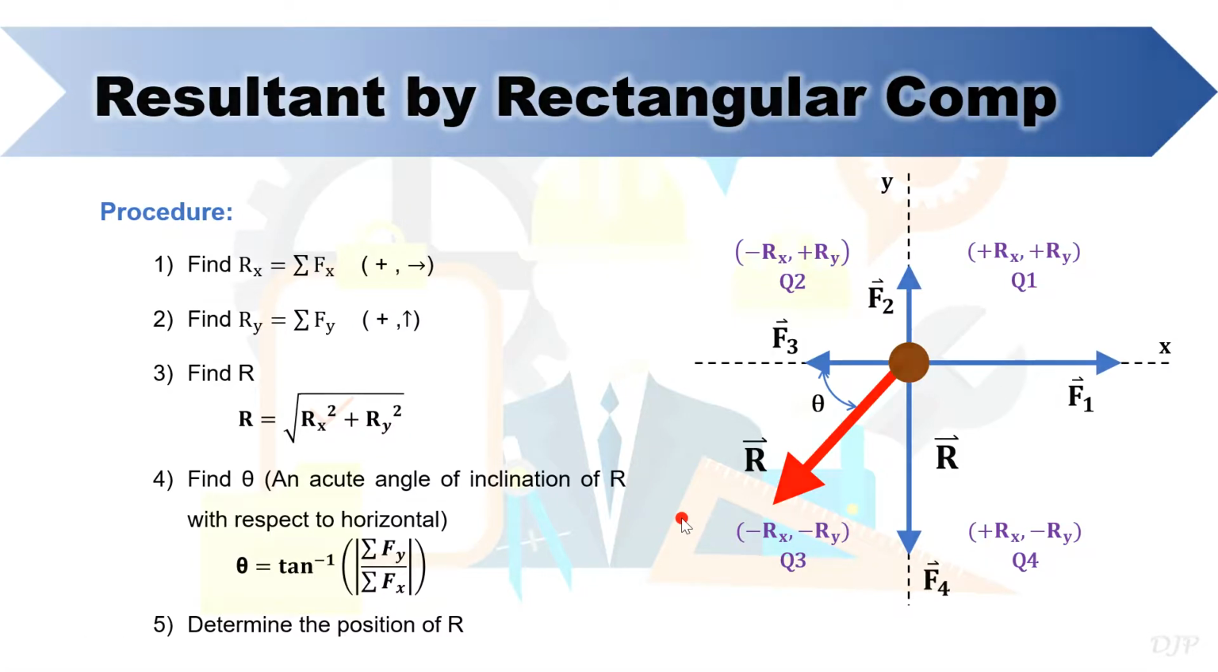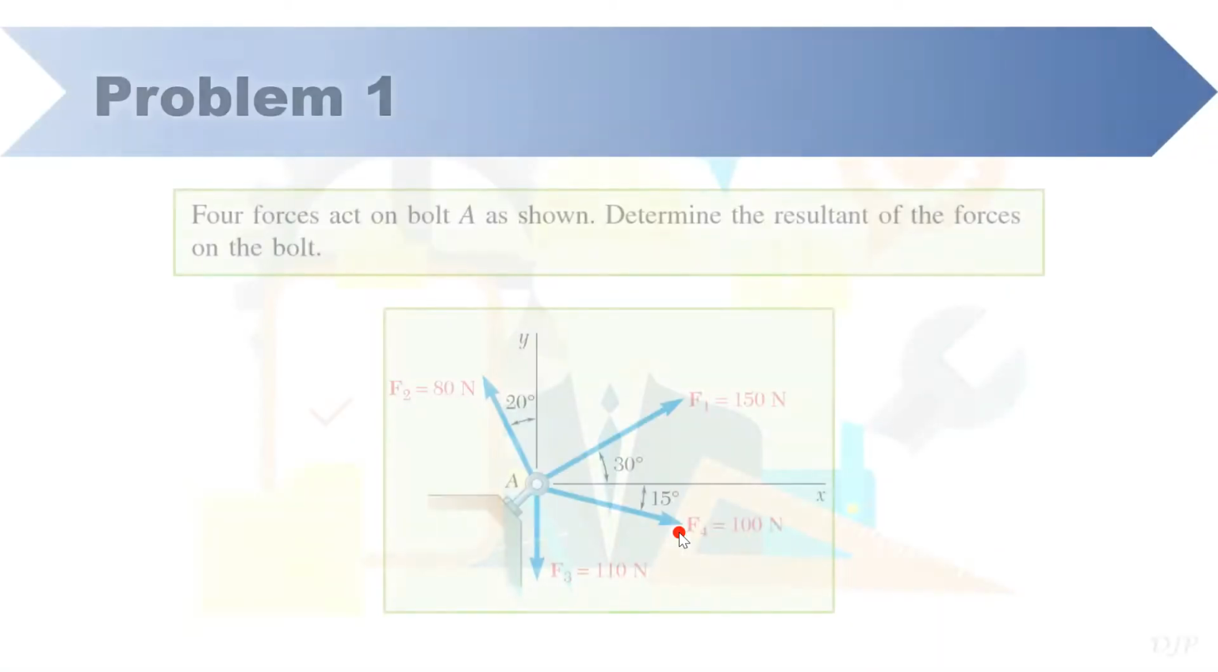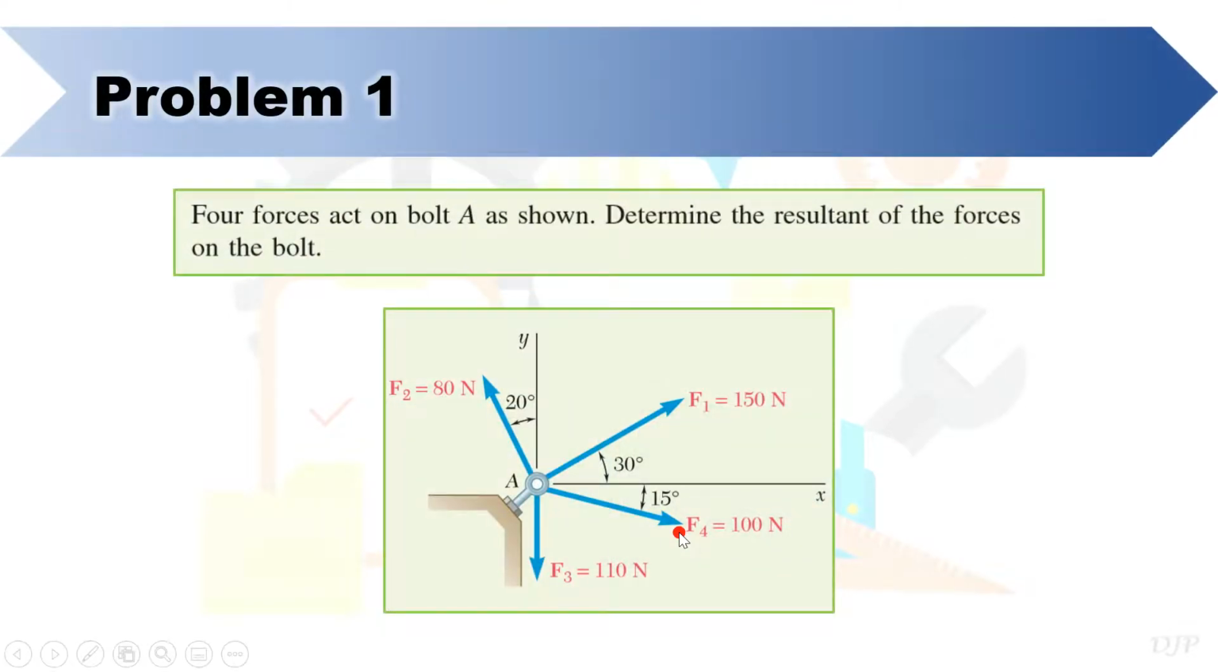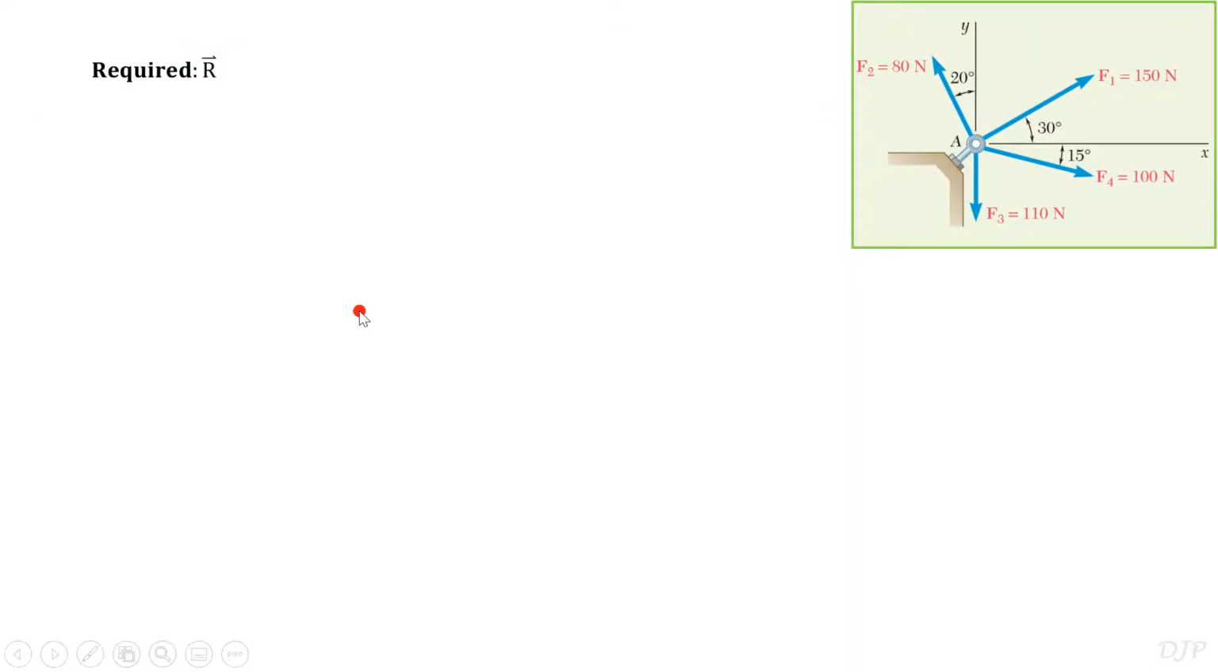To apply these steps, let's solve now a sample problem. In this problem, 4 forces act on bolt A as shown. Determine the resultant of the forces on the bolt. As practice, let's start by writing what is required. We are tasked to solve for resultant R of all given forces.